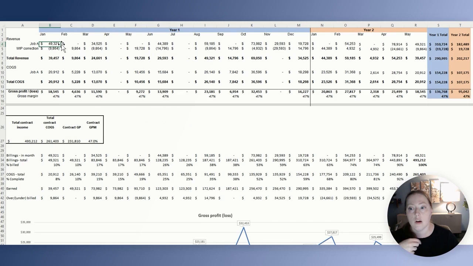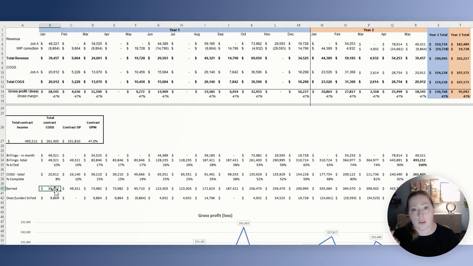So right now, what you see here, for example, in job A in January, we have billed $49,000, but our cost has come through at $20,000. So we have billed 10%, but our percentage of completion is only at 8%. So what does that mean? That means that we have overbilled, meaning that what we have billed is more than what our cost has come through. So you have actually only earned 39,000 of that, which means 8% out of 493,000.